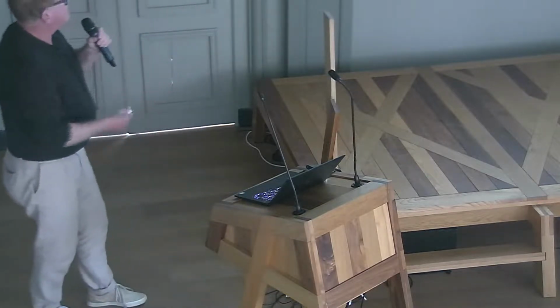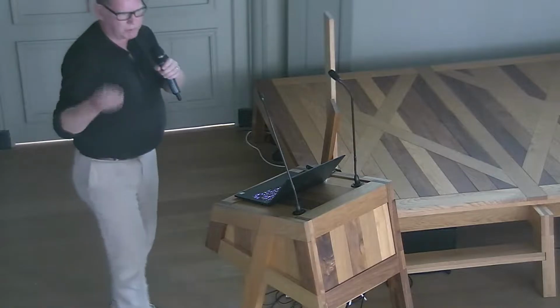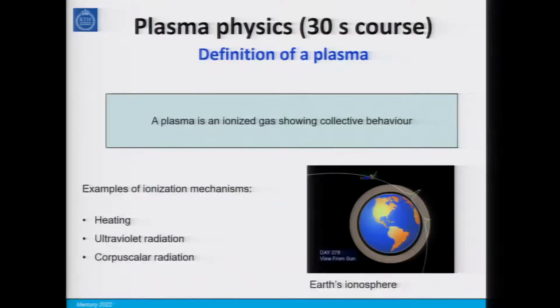So a plasma is an ionized gas showing some collective behavior, meaning there's enough ionization that electromagnetic phenomena become important. And the ionization can come about by heating, as in the solar wind, or, for example, by ultraviolet radiation in the Earth's ionosphere. And I guess Mercury would have what we could call a weak exo-ionosphere.